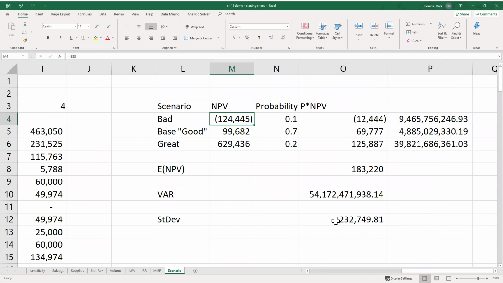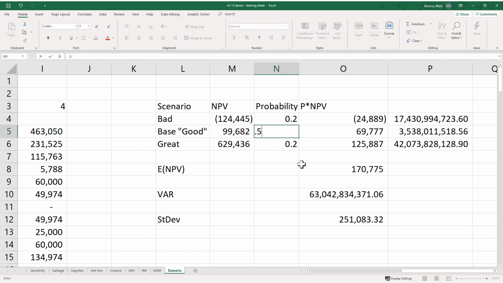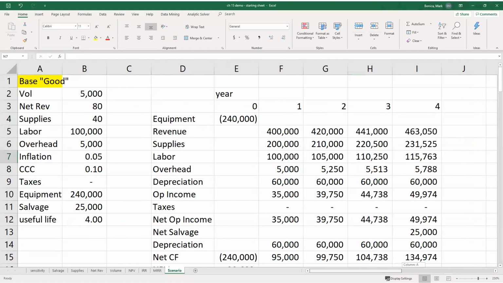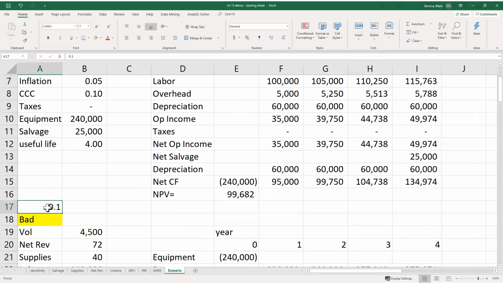Sorry, I'm looking at the wrong one. And then that brings up our expected NPV and reduces our standard deviation from 337 to 232. So that's the advantage. Where did we have 0.2 originally and 0.5 and 0.3? I'll just reset all that. And then we head over here, 0.2. Okay.